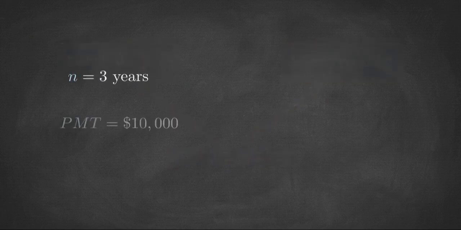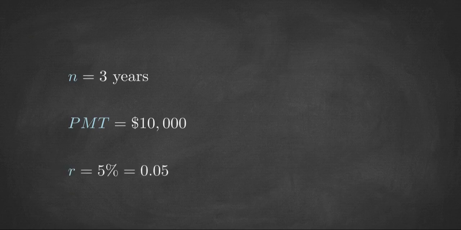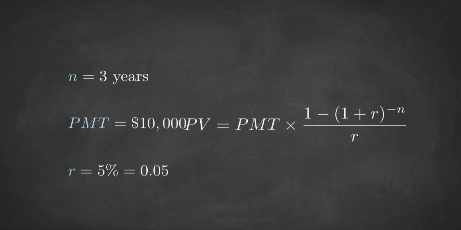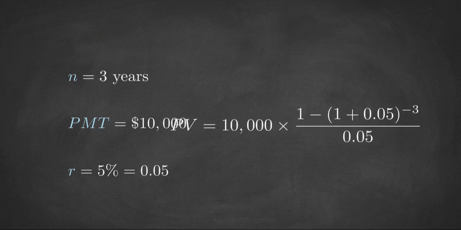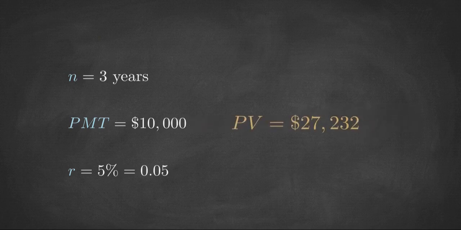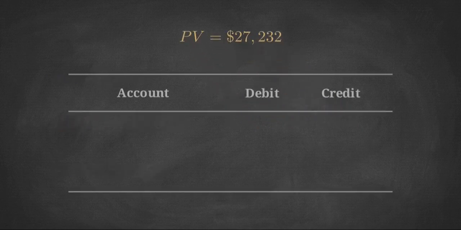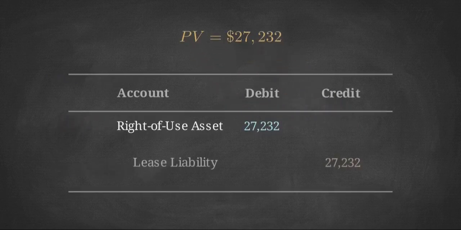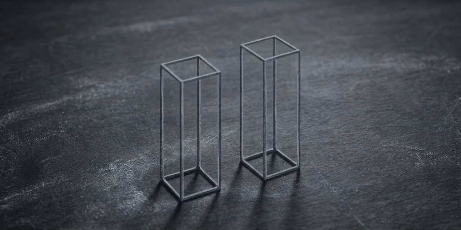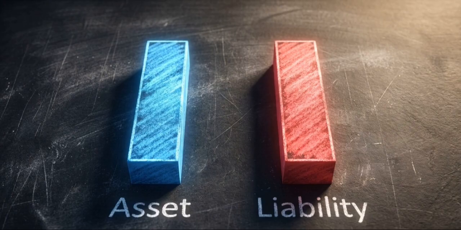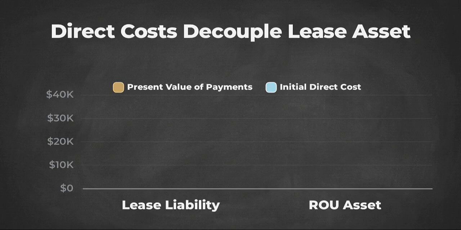Take a basic 3-year lease. The company pays $10,000 at the end of each year, and the implicit interest rate is 5%. Plugging those variables into an ordinary annuity formula yields a present value of $27,232. To record this on day 0, we set up the initial journal entry by debiting the right-of-use asset and crediting the lease liability for that exact starting amount. In a basic scenario with no extra costs, the asset and the liability are perfectly symmetrical the moment the contract is signed. Let's adjust the terms.